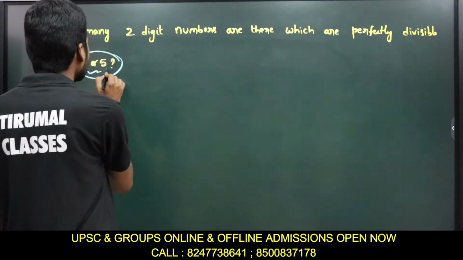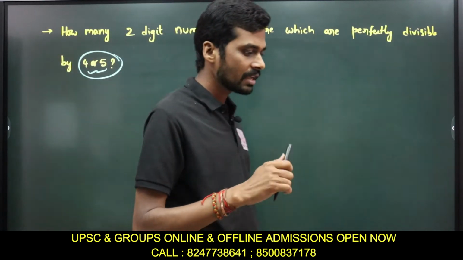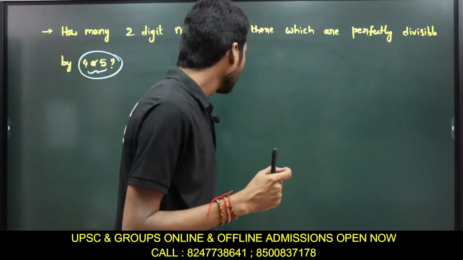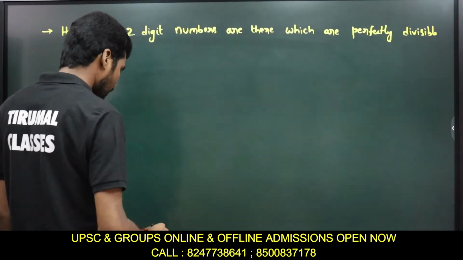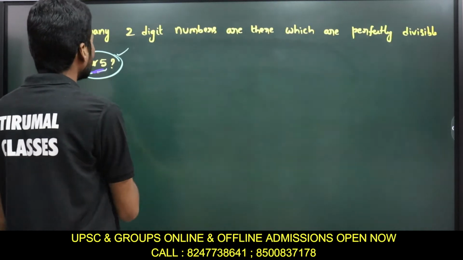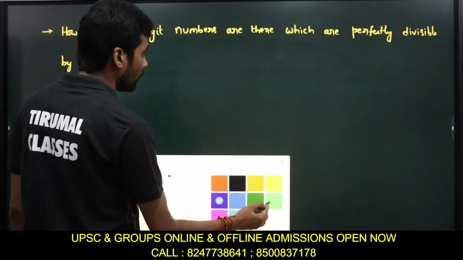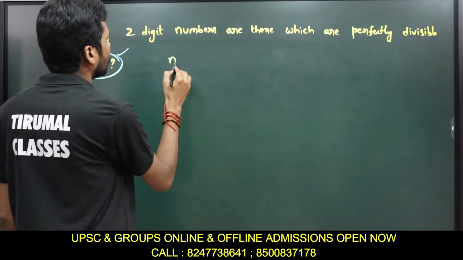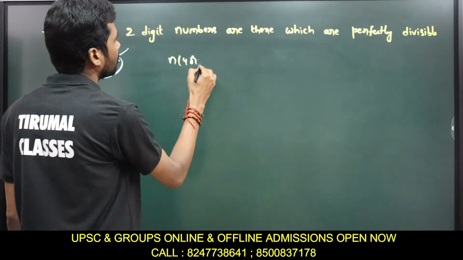So when OR is given, in the last class I told you that you should use that N of A union B formula. So N of 4 or 5 is equal to what?